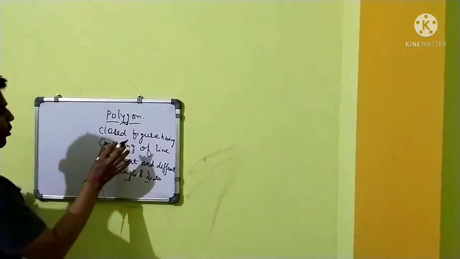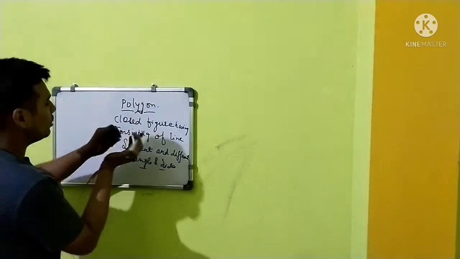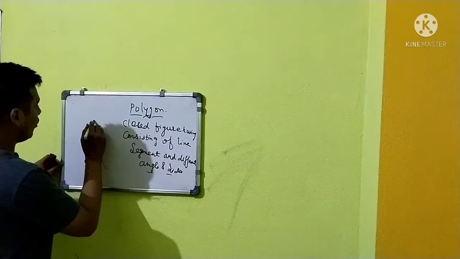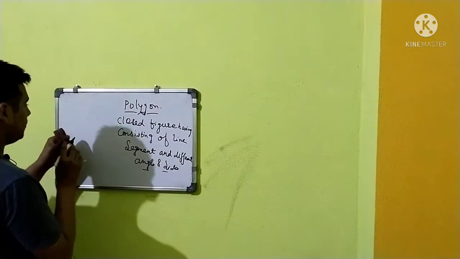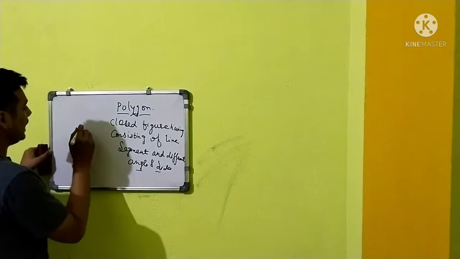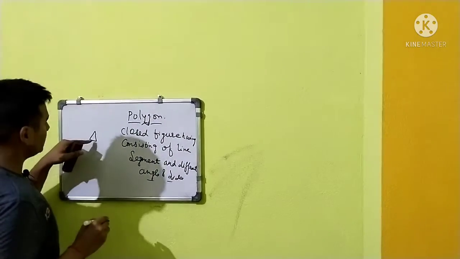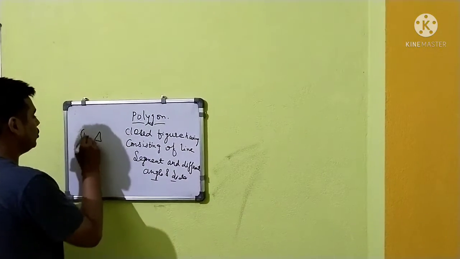So the minimum polygon means the arrangement of shape. That means how you modify the shape arrangement. Suppose for any 2 points you cannot draw a closed figure, so the minimum shape for drawing a polygon is 3 line segments, that is a triangle. A triangle is a closed surface consisting of line segments and different angles and sides. It is the first polygon.